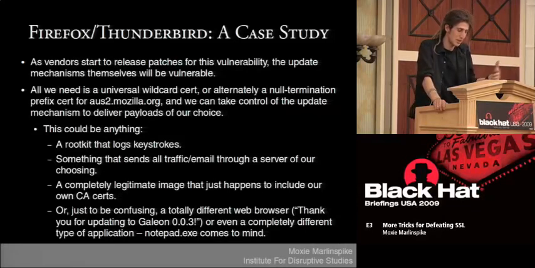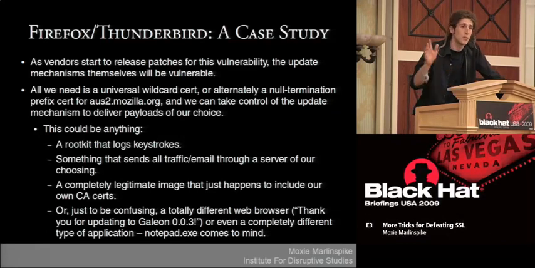All we need is either our single universal wildcard cert that will work for everything, or if we don't want to shell out for the wildcard cert, we can just get a null termination prefix attack cert for aus2.mozilla.org, and we can take control of the update mechanism. So we can send back anything. We can send back a rootkit that logs keystrokes. We can send back something that sends all the traffic through a server of our choosing, a completely legitimate image that just happens to include our own CA certs for future use.